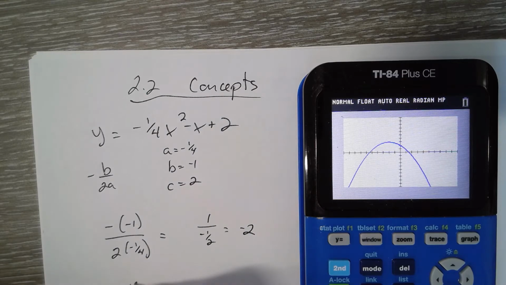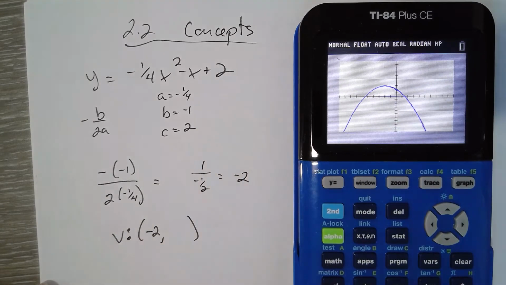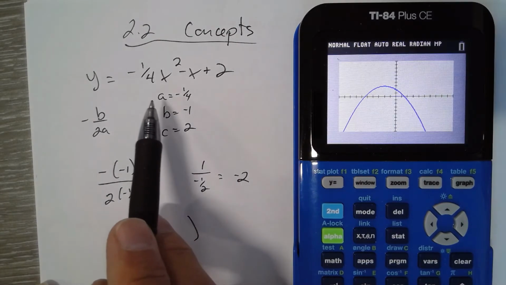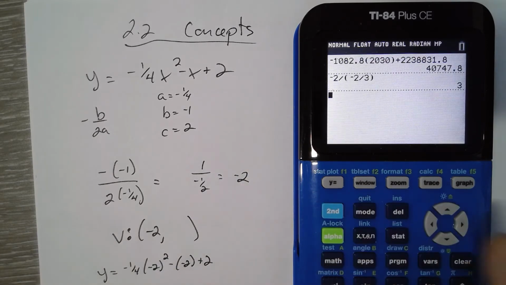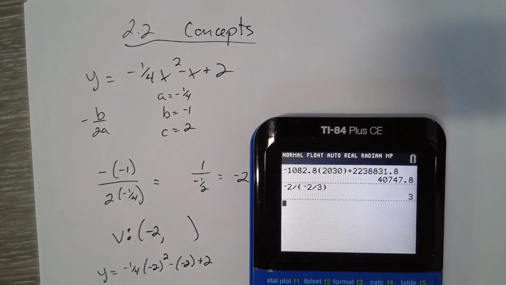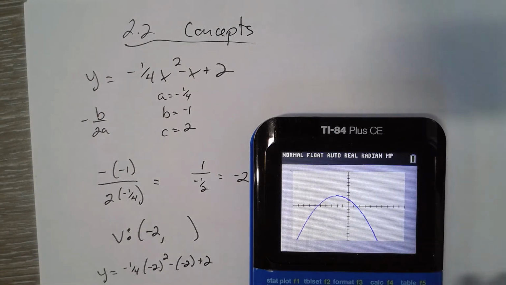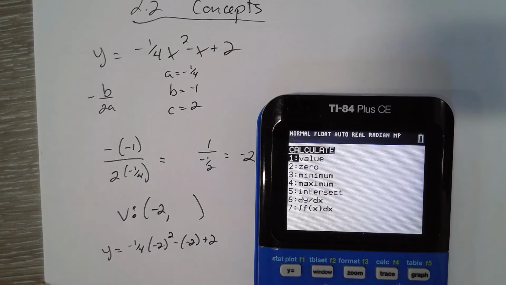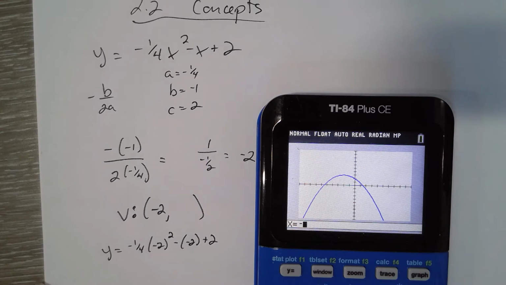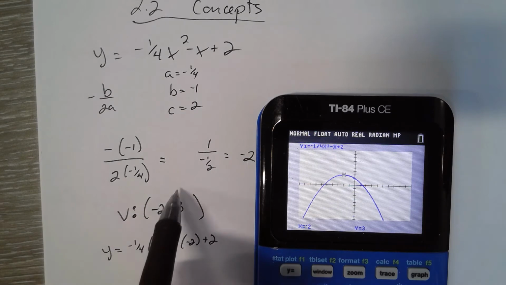So our vertex is negative 2 comma something. We can plug negative 2 back into the equation. So y equals negative 1/4 times negative 2 squared minus negative 2 plus 2. You could type that in right here on your screen, or since it's already graphed, we could calculate the value at negative 2 and we get 3. Okay, so our vertex is negative 2 comma 3.